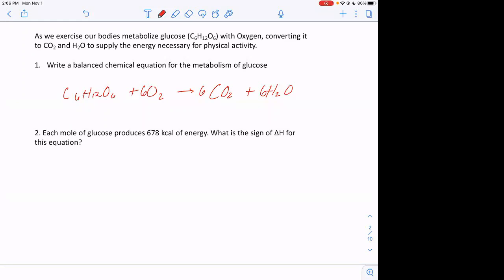Okay, each mole of glucose produces 678 kcal of energy. Key word here is produces, right? Each mole of glucose produces. So each mole that's metabolized in our body produces that much energy. What's the sign for delta H? What do y'all think? Essentially, it's just saying, is it positive or negative? It's negative, okay? If a reaction produces heat or produces energy, that's exothermic, so this would be a negative. That's it for this question, okay? All right, let's go to the next slide.